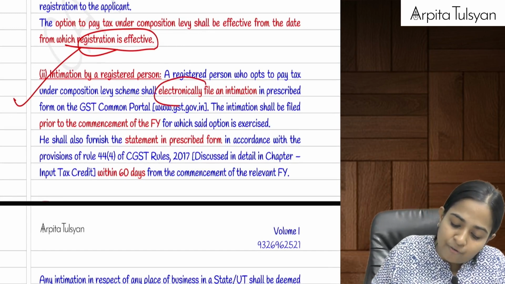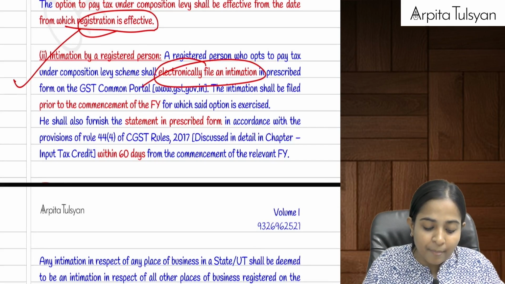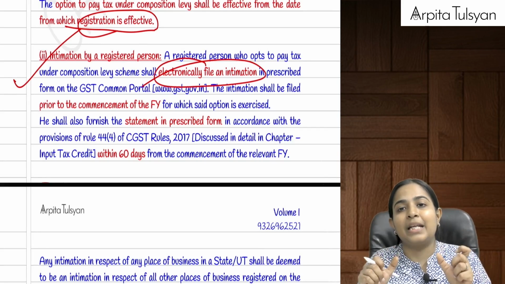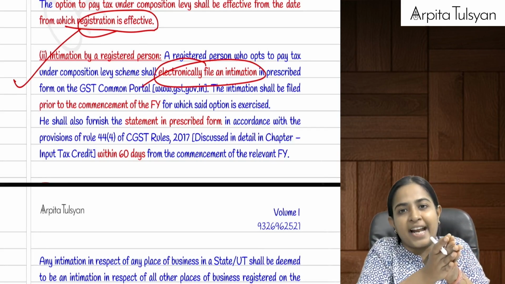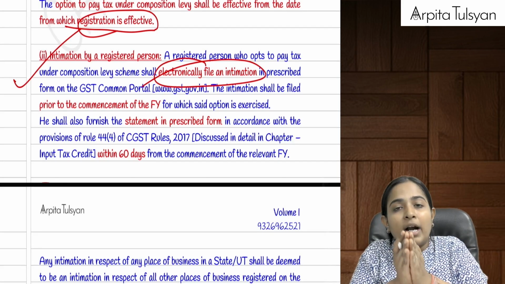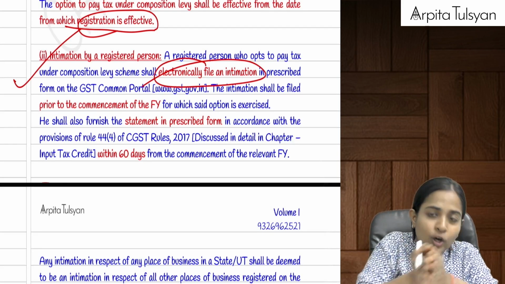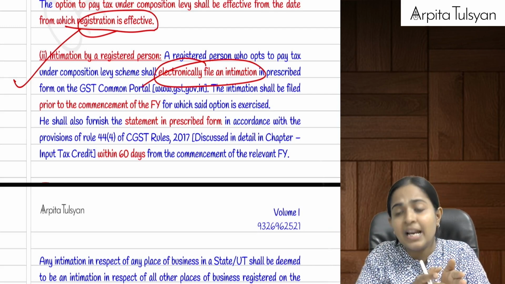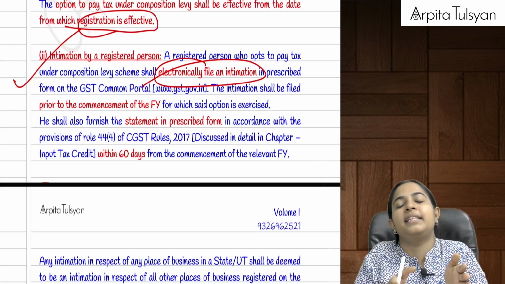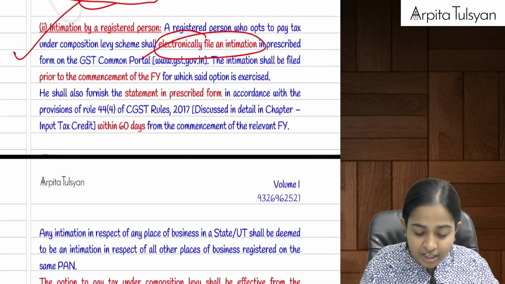Then again he will have to file an intimation online on the GST portal to the government. But this intimation should be filed prior to the commencement of the financial year. I want to go under the composition scheme from financial year 23-24. Before 23-24 starts, I have to submit this intimation, and from 1st April 23-24 you can get yourself registered as a composition person.